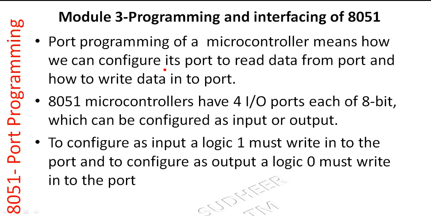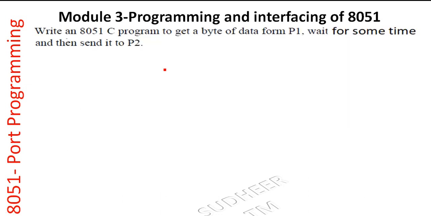Then we'll begin with a simple programming. Write an 8051 C program to get a byte of data from port 1, wait for some time, and then send it to port P2. Even though it seems complicated while reading, it's very simple using the 8051 microcontroller. We need to scan port 1, whatever data port 1 has, port 1.0 to 1.7. P1.0 we need to send to P2.0 and so on, P1.7 we need to send to P2.7.